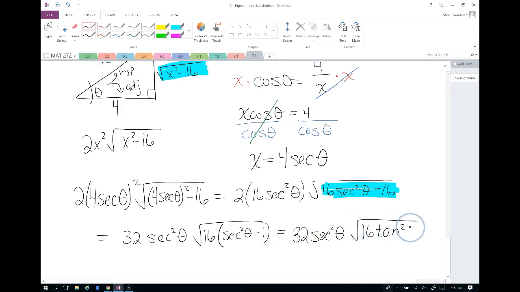And now that we've eliminated the subtraction, and it's all just multiplication inside, now we can just take the square root of each piece. So the square root of 16 is 4, and the square root of tan squared is just tan. So I've got 128 secant squared theta tan theta.